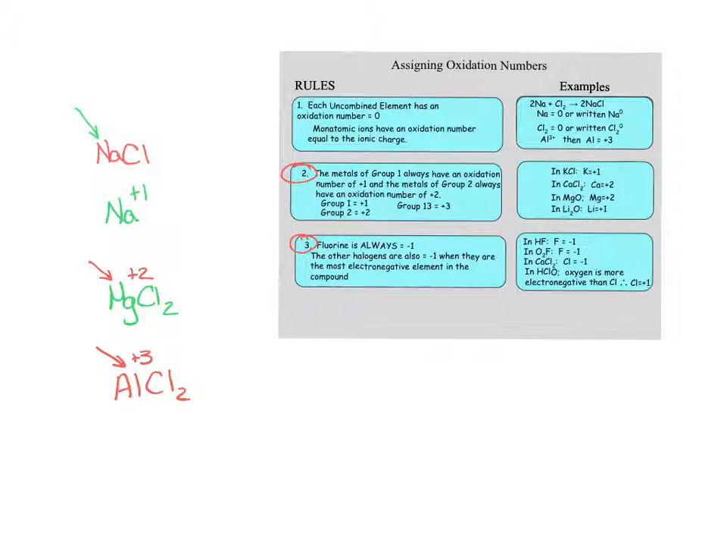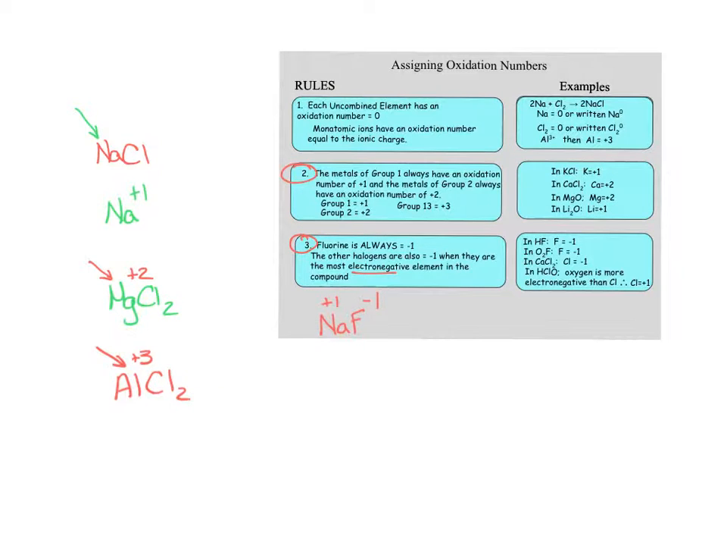Number 3, fluorine is always a -1. It's because it's the most electronegative element, so it will always take an electron away from somebody else. So if we see NaF, we know from rule number 2 that sodium is a +1, and we know that fluorine is a -1.